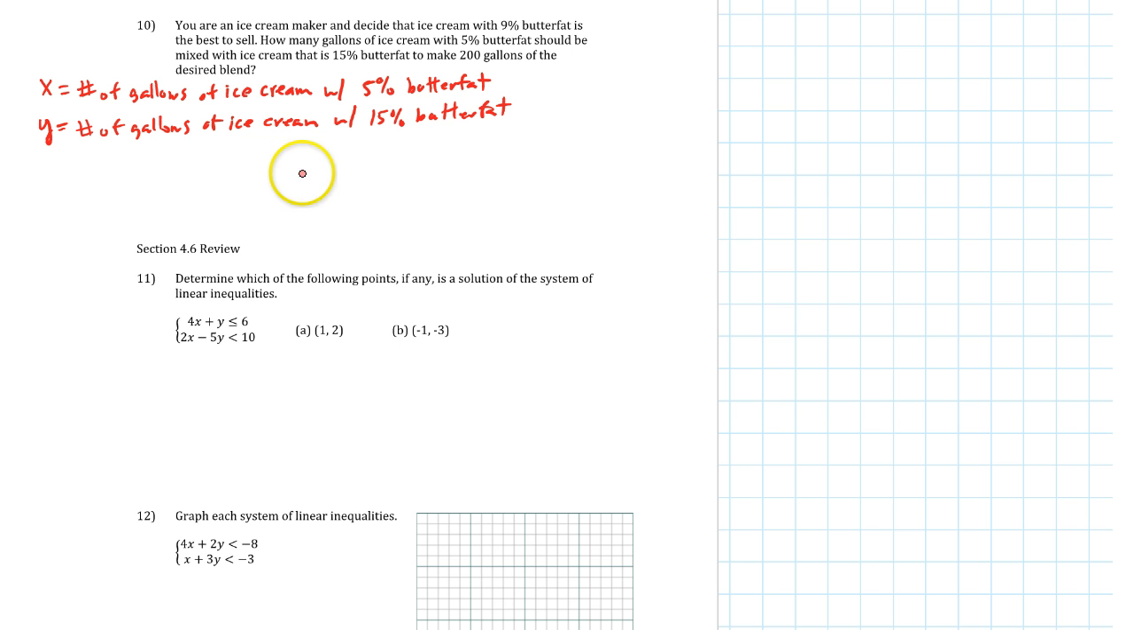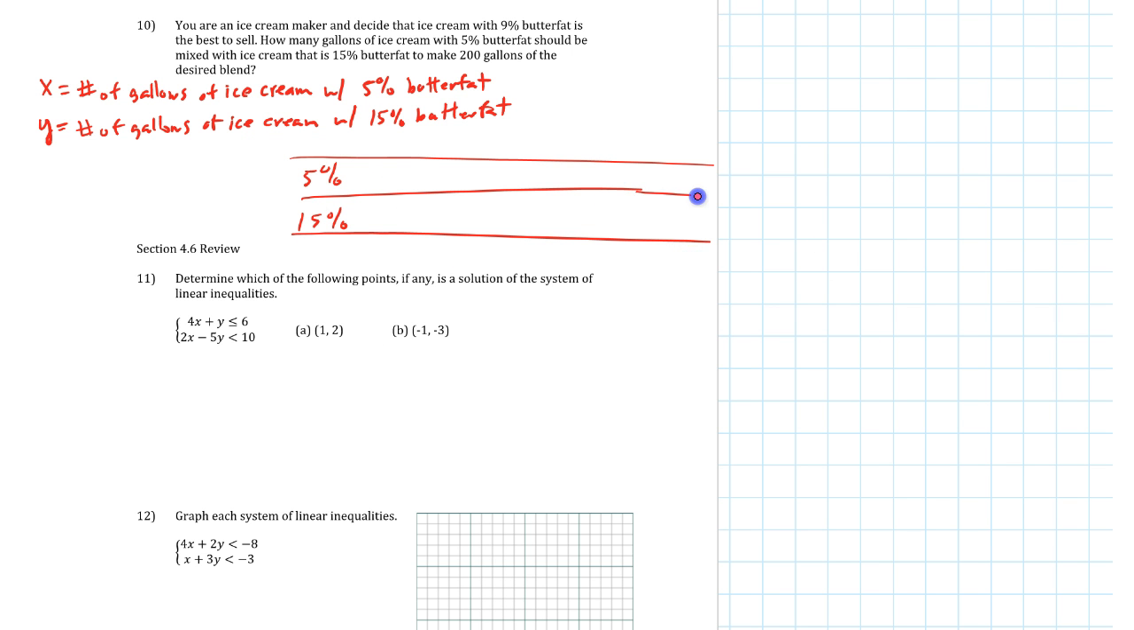Alright, so we got to do a chart again. So we got 5% butterfat and we got 15% butterfat. Okay, so up here it's going to be number of gallons of ice cream. So number of gallons of ice cream with 5% butterfat, that's going to be x. This one is going to be y.